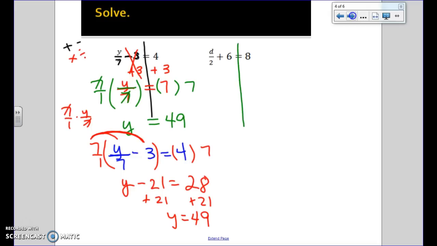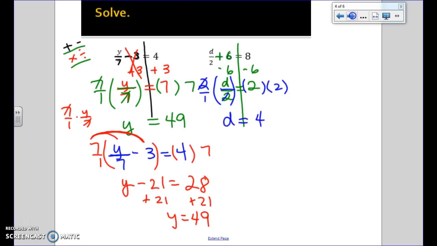Taking a look at this next one here, and again I want to do add, subtract first, multiply, divide second if I can. I'm going to start by using the inverse of addition. Subtract 6 from both sides. Alright, the opposites add to 0, and 8 minus 6 is 2. Then, of course, I have this division here, and I know the inverse of division is multiplication, so I will multiply both sides by 2. Okay? And so when I reduce, I have d on the left-hand side and 4 on the right-hand side.